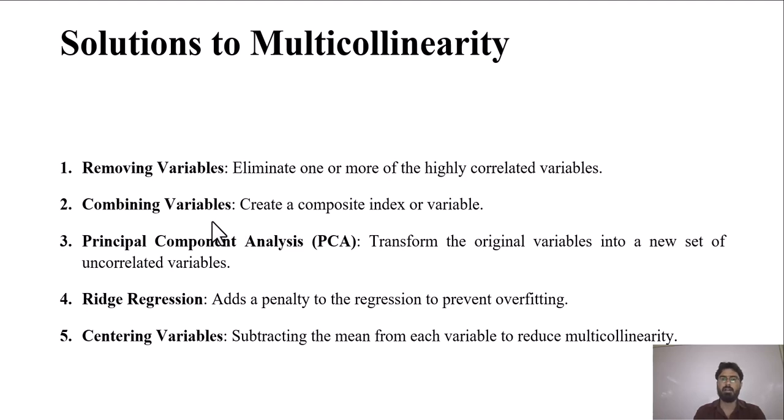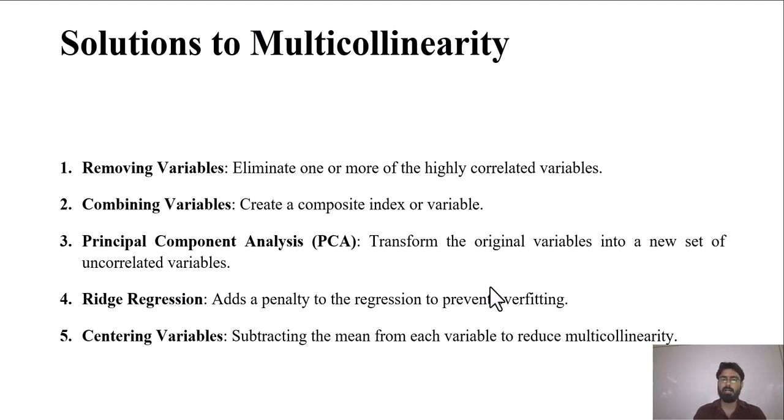The third solution for multicollinearity is to do principal component analysis or PCA. Transform the original variables into a new set of uncorrelated variables. And the fourth solution is ridge regression. Add a penalty to the regression to prevent overfitting. Add more variables which are theoretically justified to include in your model. So this may also solve the issue of multicollinearity.